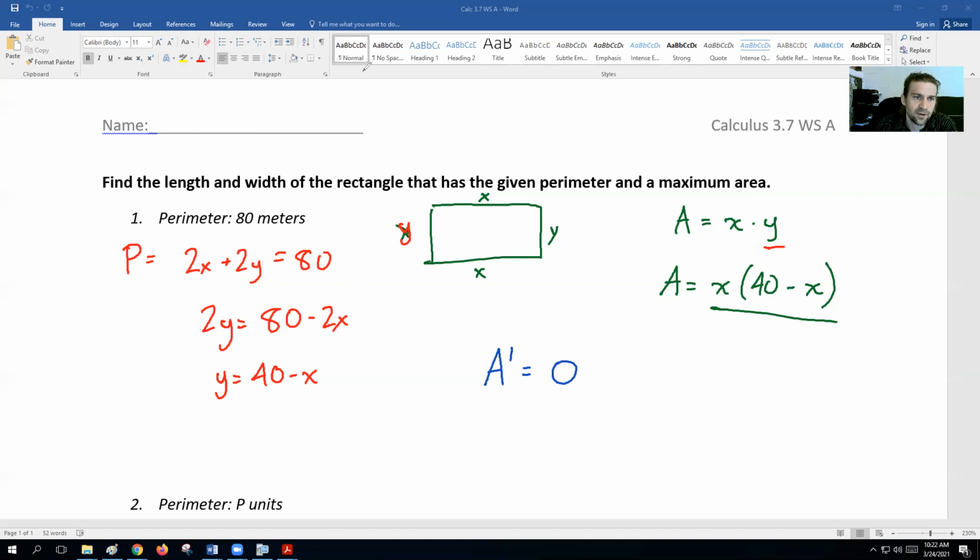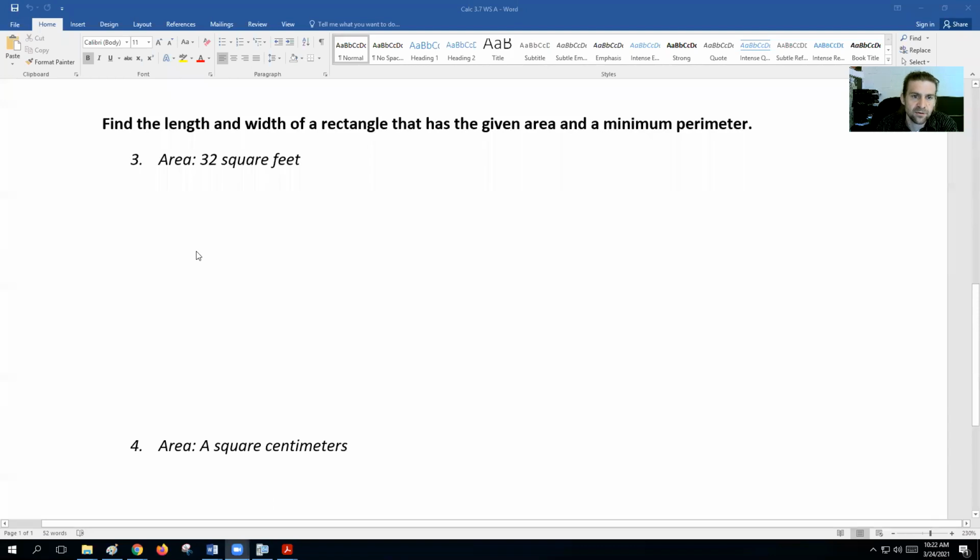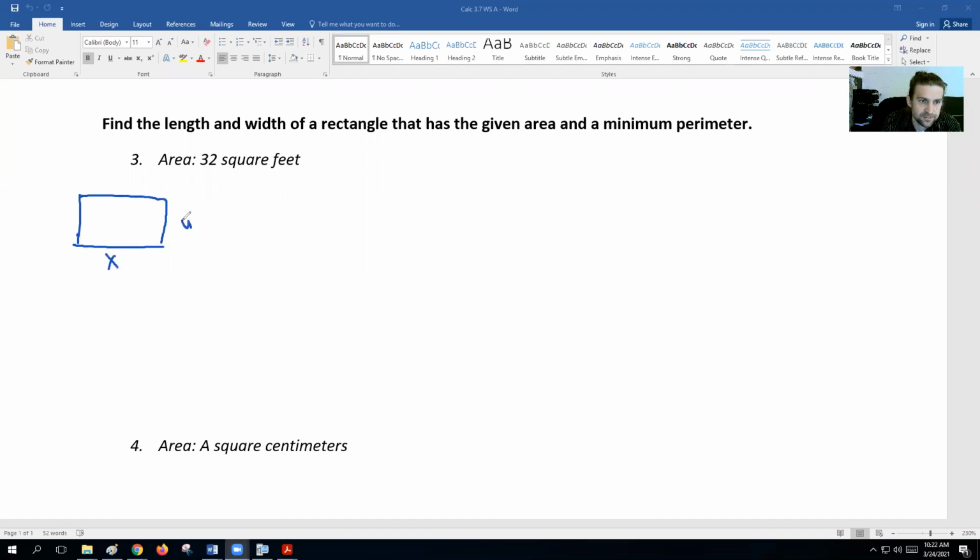Let me help you out on the third one though. You don't have to do that, but we'll do the next one here. This problem is very similar. We have the length and width of a rectangle again, so we can say x times y. But what we want to do is minimize the perimeter. The area has to be 32 square feet, so x times y equals 32. But what we want to minimize is the 2x plus 2y, because that's the perimeter.